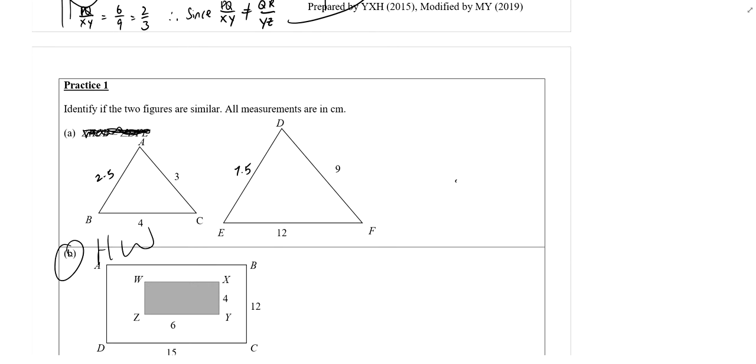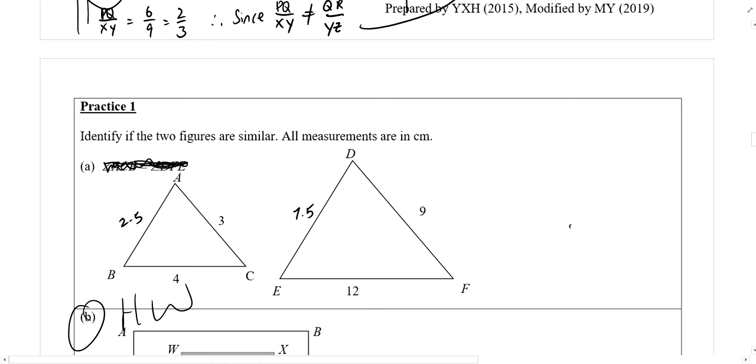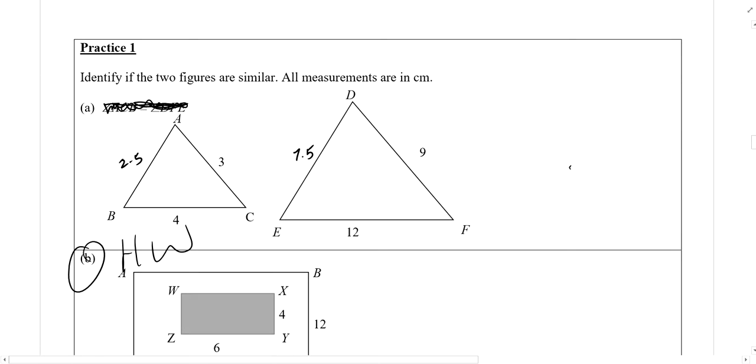Okay, I don't want to spend too much time on this. Are these two triangles similar? Practice 1. That was your homework question. Are they similar? Yes. Okay. You found the ratio of sides. Yes? Okay, who needs me to go through this question?